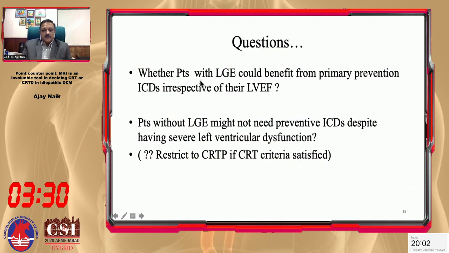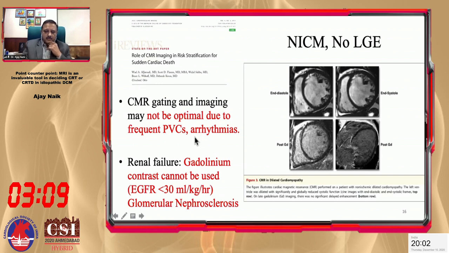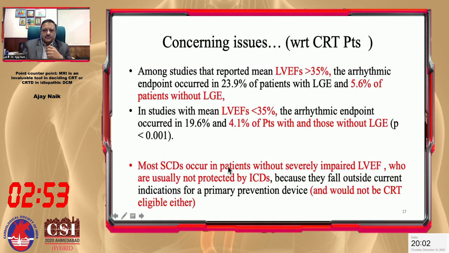The questions are whether patients with LGE could benefit from primary prevention ICDs irrespective of their LVEF, and patients without LGE might not need preventive ICDs despite having severe LV dysfunction, and to restrict to CRTP if CRT criteria are satisfied. I don't think those questions have been answered yet. Moreover, there are problems with cardiac MR. The gating and imaging may not be optimal due to frequent PVCs, atrial fibrillation, arrhythmias. And we just talked about renal failure, gadolinium contrast could not be used till now because of the nephrosclerosis issue.